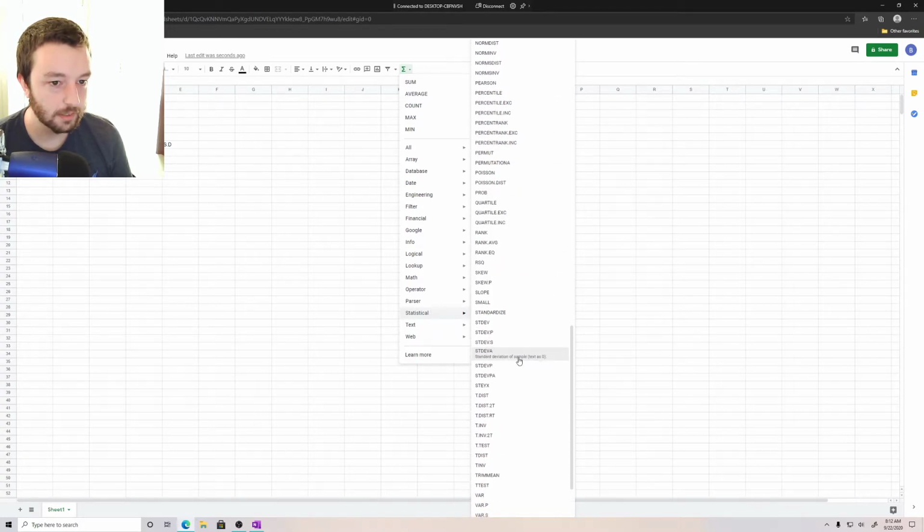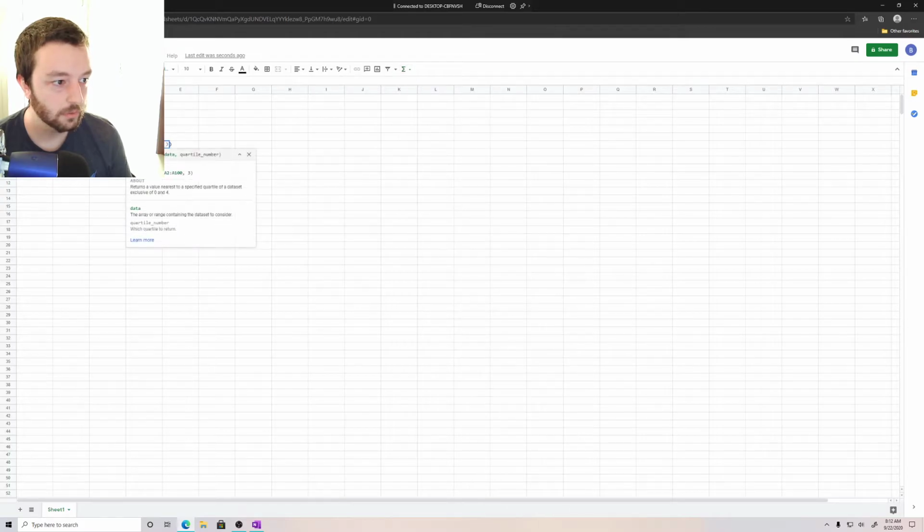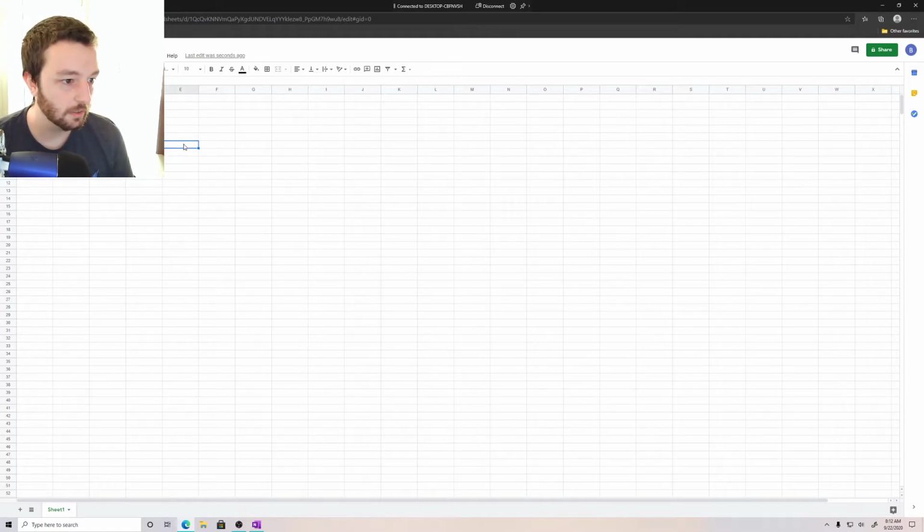So then if we want the quartile excluded, like the book, highlight the data, comma 3. Okay. Let me move this over.